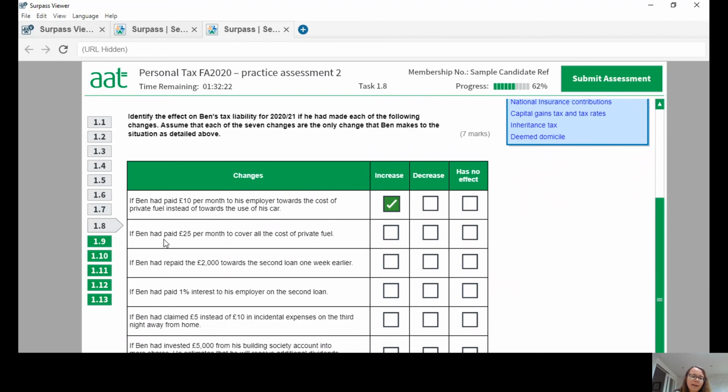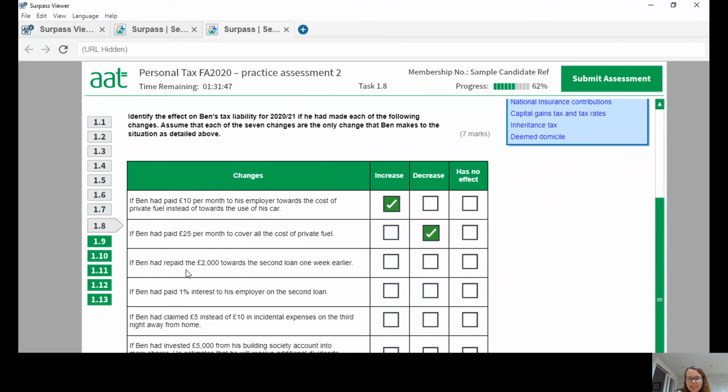Right, second one, if Ben had paid £25 per month to cover all the cost of private fuel, so if he reimbursed it totally, there would have been no fuel benefit. So that would have decreased his tax liability because he wouldn't have had that benefit anymore. So less tax. Don't overthink these by comparing the fact he's made that payment. It's only asking you about the change in the tax liability.